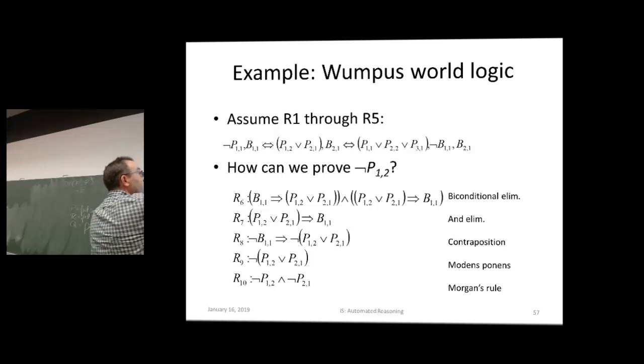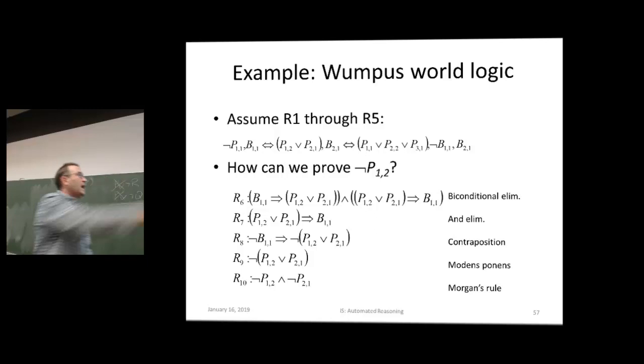We have these facts: not P1,1, B1,1 is equivalent to P1,2 or P2,1. And the second one is B2,1 if and only if P1,1 or P2,2 or P3,1. That was the information about the pits, you remember. And we had the fact that we didn't have a breeze in 1,1 and we had a breeze in 2,1. And then the question was, can we derive whether there is a pit in 1,2 or 2,1?